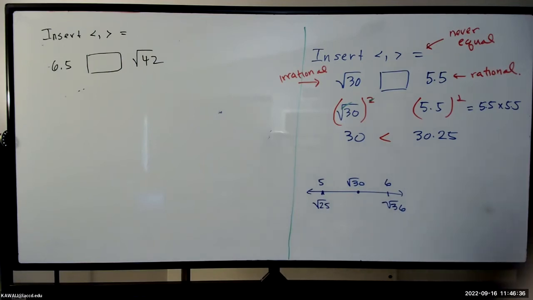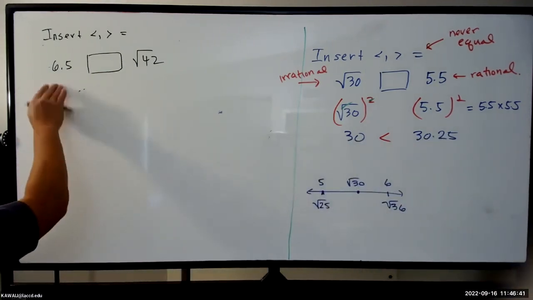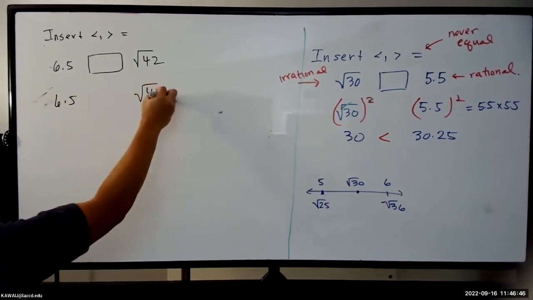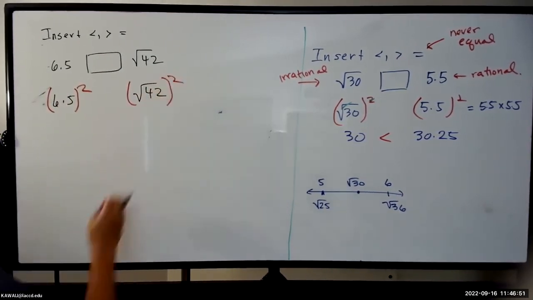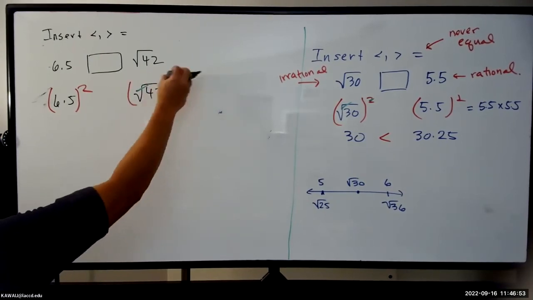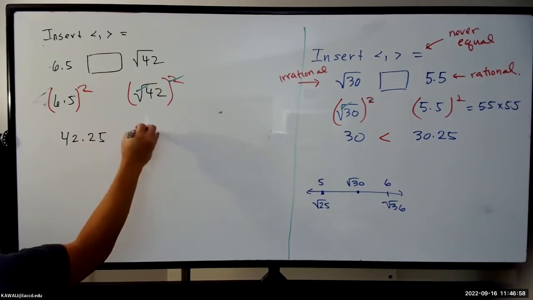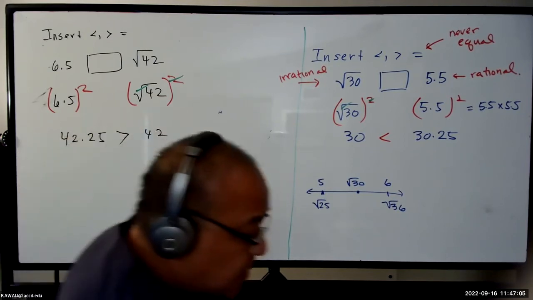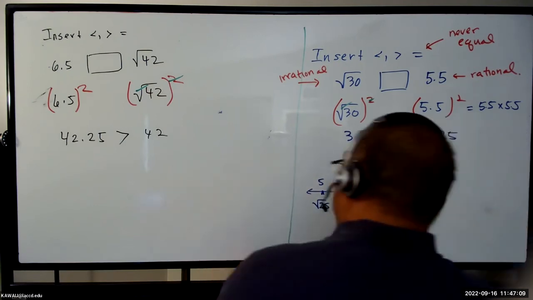Is 6.5 greater than the square root of 42? Okay, let's try it. We're going to square both sides, and then this will cancel that. So I get 42.25, 42, so that's bigger. So yeah, you're right. Okay. Now, the next thing they like to do is they like to ask you to order these things.